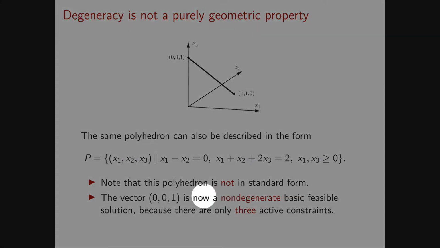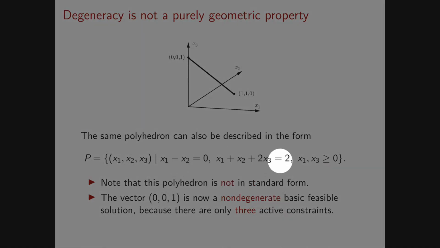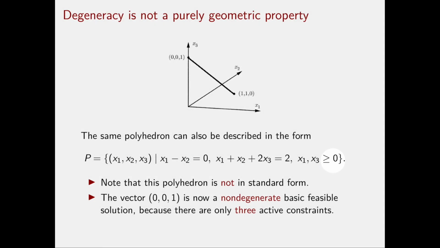In particular, the vector 001 is a non-degenerate basic feasible solution because there are only three active constraints, namely the two equality constraints and x1 greater than or equal to 0. So this vector 001 was a degenerate basic feasible solution for the old system and is now non-degenerate for the new system.